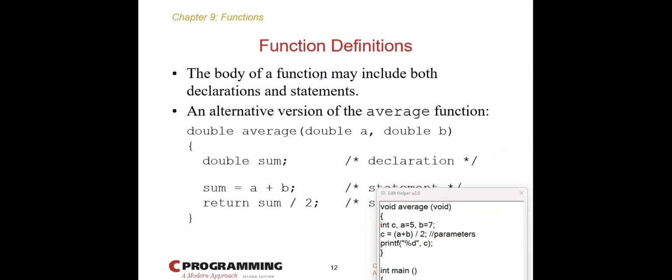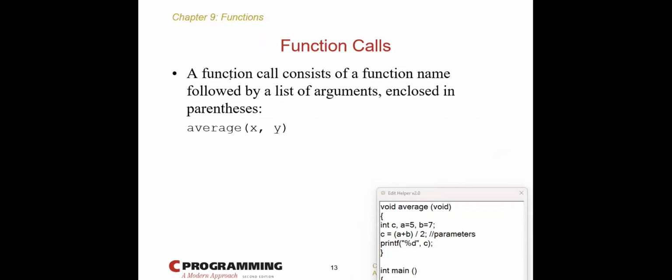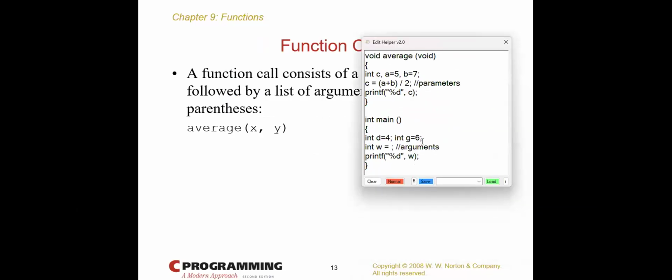The body of a function may include both declarations and statements. Yes, we already saw this. Declaration and statement. A function call consists of the name of the function followed by a list of arguments. Okay, I think we changed our code and we removed that. But by the way, you should still remember we discussed it.